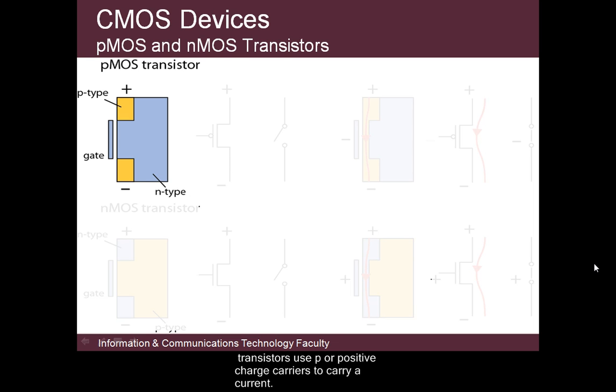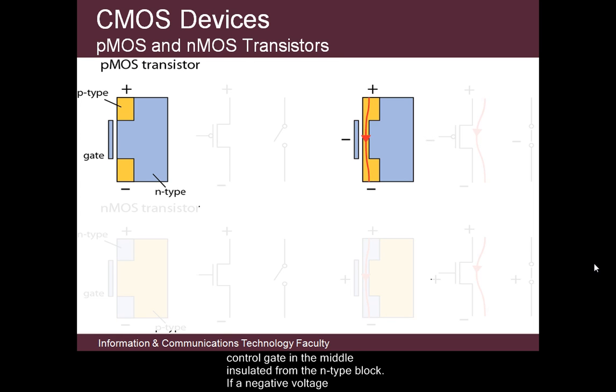A PMOS transistor has two contacts of P-type silicon with positive charges sitting on a block of N-type, with a metal control gate in the middle insulated by an oxide layer from the N-type block. If a negative voltage is applied to the gate, it will attract positive charge carriers towards it, and when they accumulate under the gate, they link the two P contacts to form a continuous conducting channel of positive charge carriers, and a current can flow.